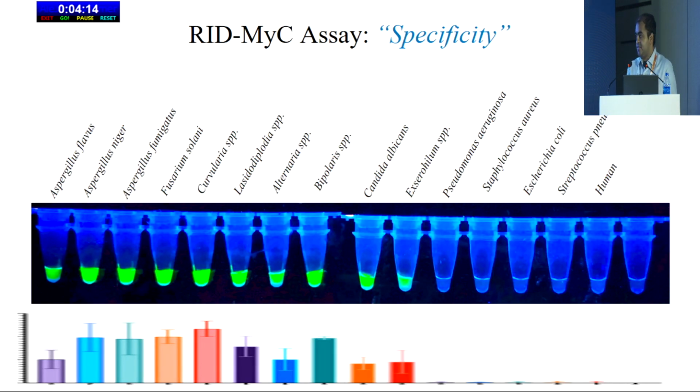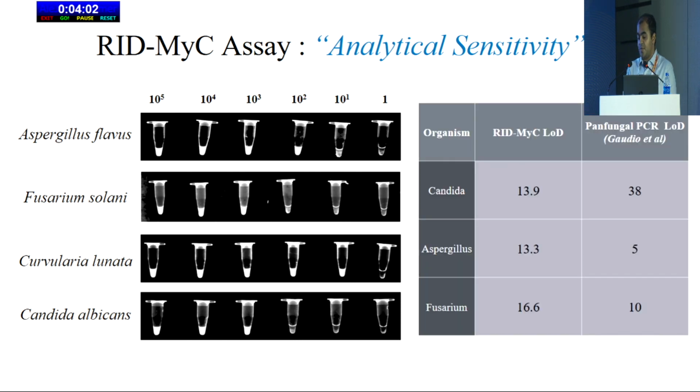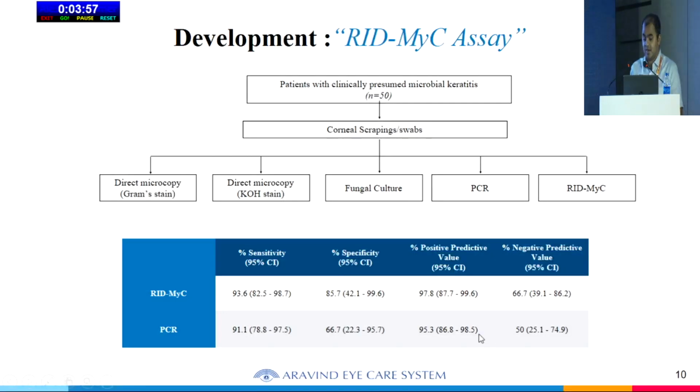So the first step was to test the specificity of the assay. As seen here, a positive test was seen with all tested fungal DNA, but not with bacterial or human DNA. Then we tested the analytical sensitivity of the assay. This was around 13 to 16 genome copies for these common fungi, which was better than pan-fungal PCR. So then we tested the clinical validity of this assay. The sensitivity and specificity of RIDMIC was superior to PCR.